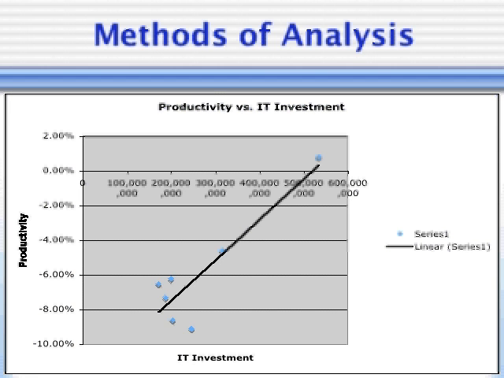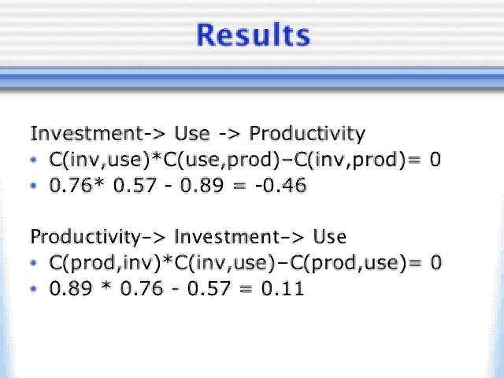To solve this, we cannot just use correlation. We need to analyze using causation. To measure causation, the correlation of the start and middle times middle and end should equal the correlation between start and end. So in this problem, that would involve checking first the correlation between investment and use times use and productivity equals investment and productivity.